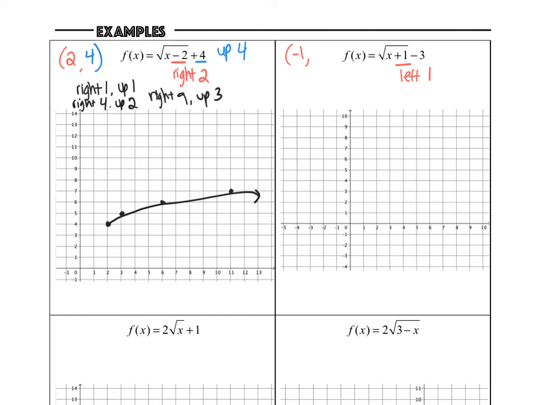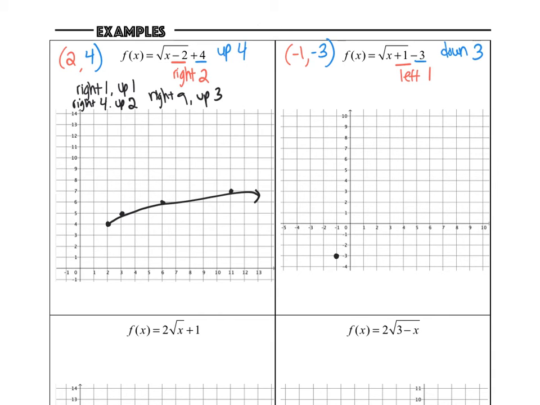And then there is a -3 on the outside. So remember that tells us whether we're going up or down. So since it's -3, that's telling us we're going to go down 3, which means our next starting point is going to be -3 because I went down. So now I'm going to plot that on my graph. -1, -3 is right here. This is our starting point of our square root function.